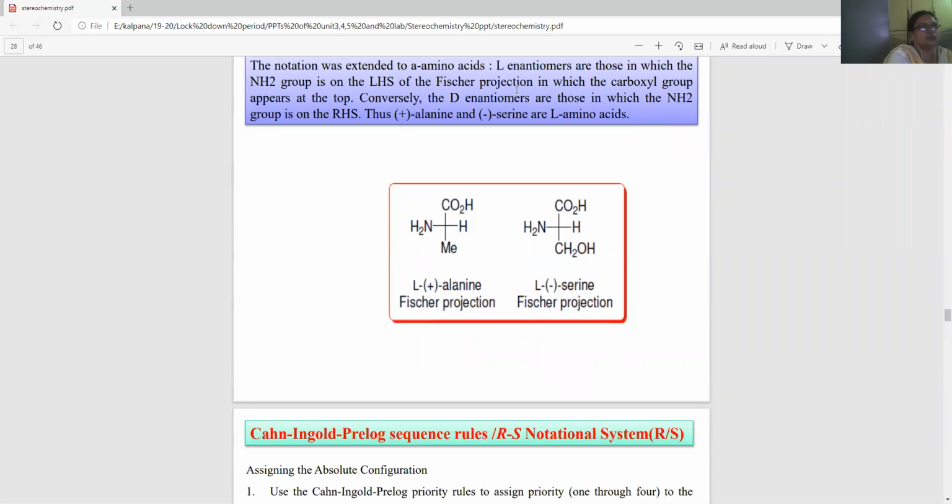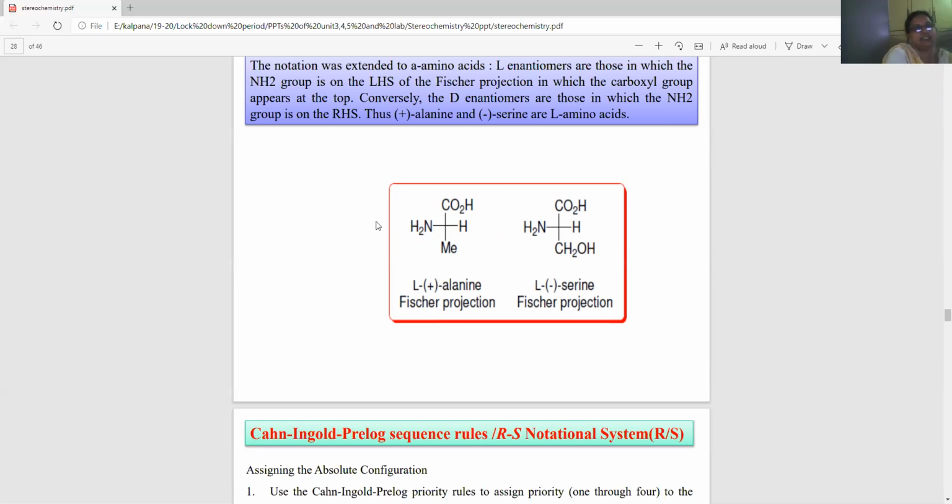So the notation was extended to amino acids also. So L enantiomers are those in which the NH2 group is on the left hand side of the Fischer projection and in which the carboxyl group appears at the top. So if you take amino acids, you have an amine group as well as an acid group. So they take it in respect to the amino group. Conversely, the D enantiomers are those in which the NH2 group is on the right hand side. So here both NH2 groups are on the left hand side, so it is given as L configuration.